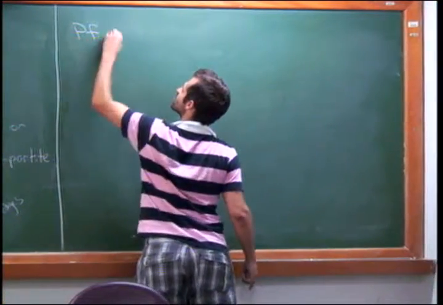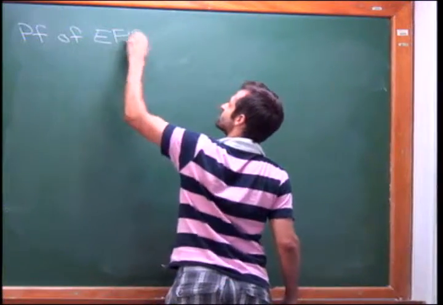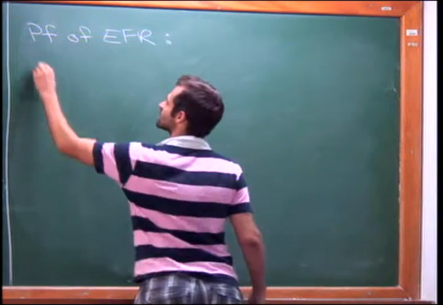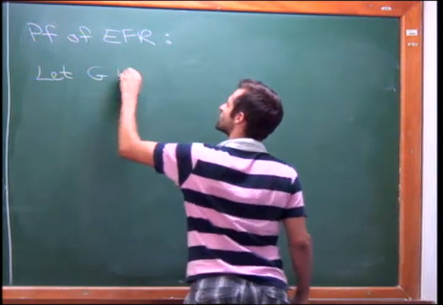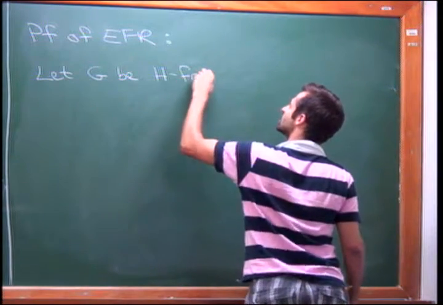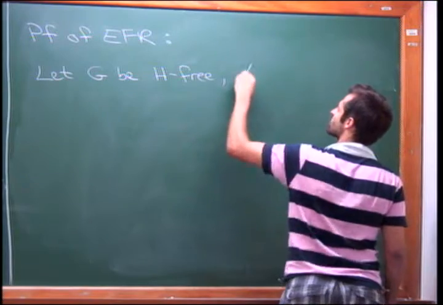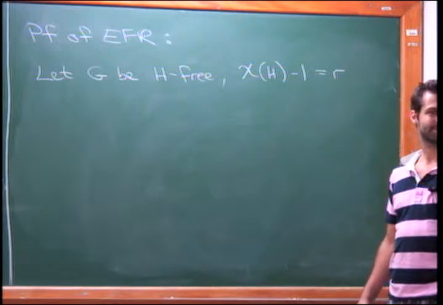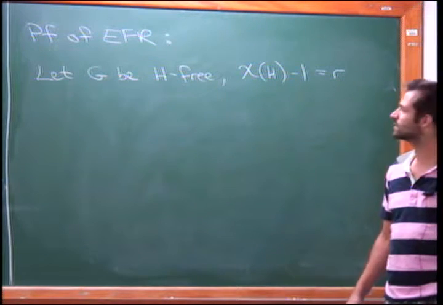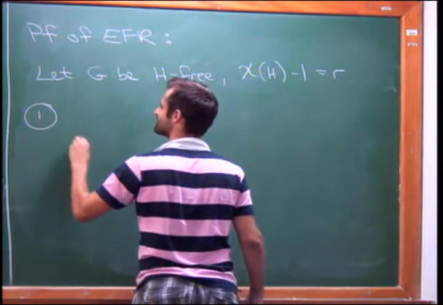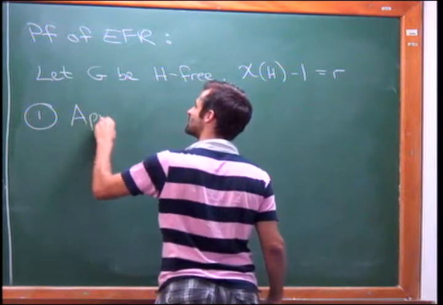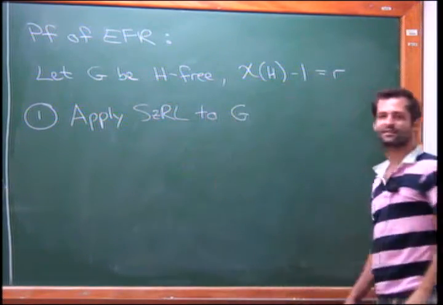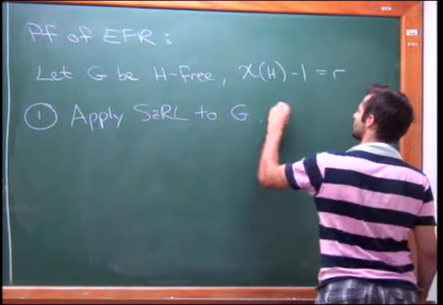Okay, so proof of Erdős–Frankl–Rödl. So, let G be H-free, and let the chromatic number of H minus 1 equal r. Okay. So, step 1: apply the regularity lemma to G and form the reduced graph.